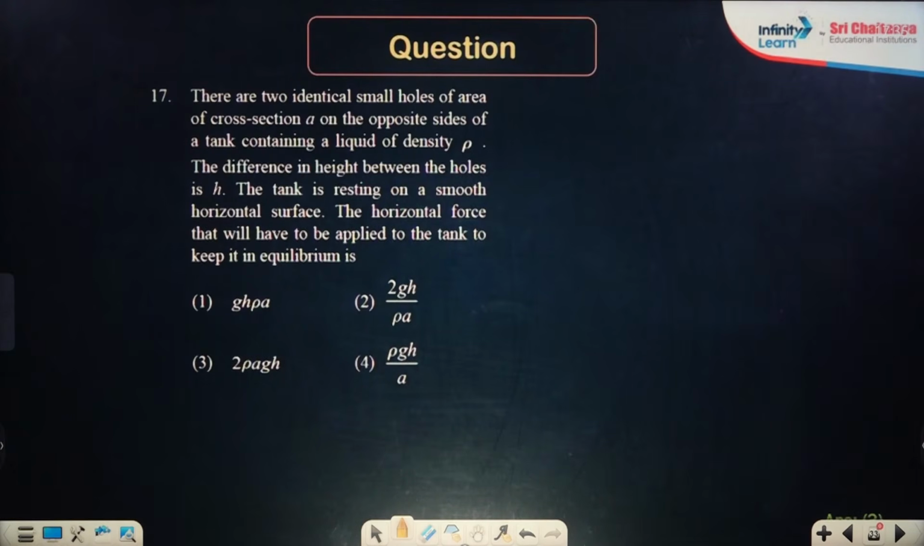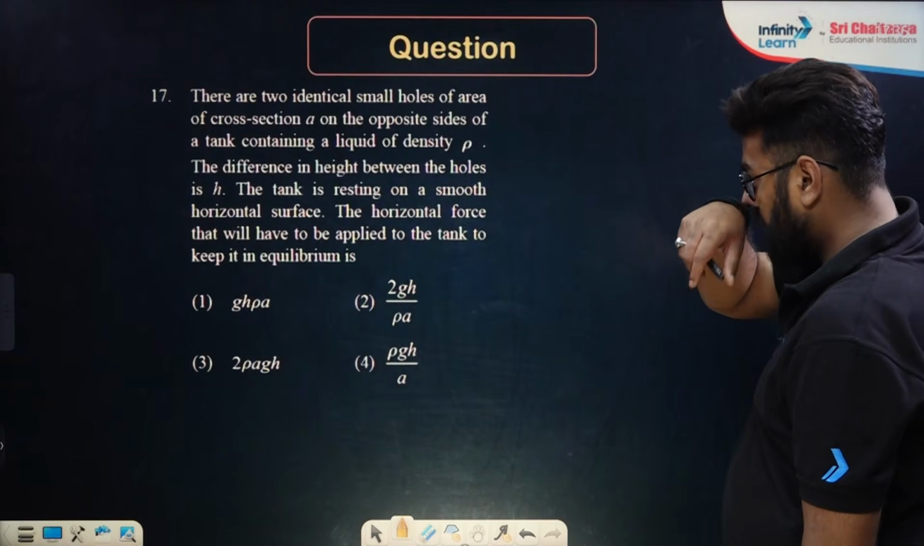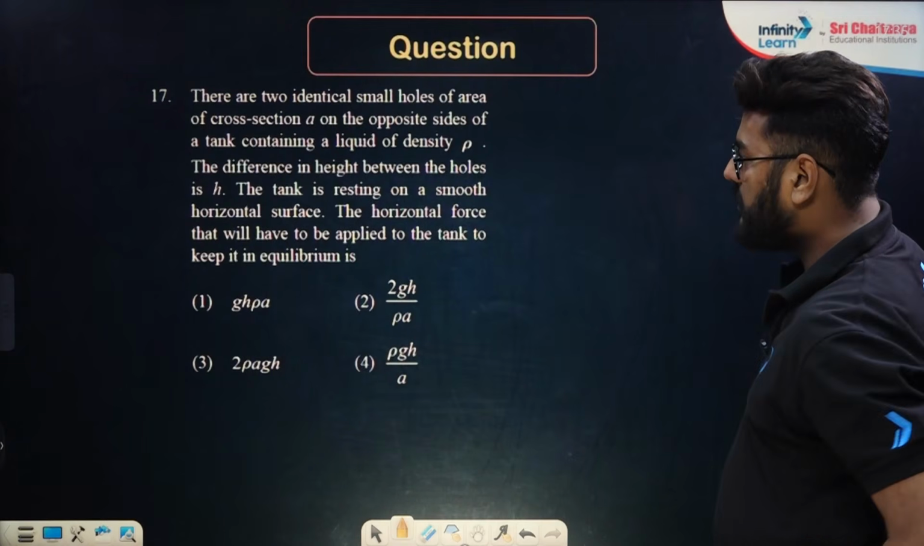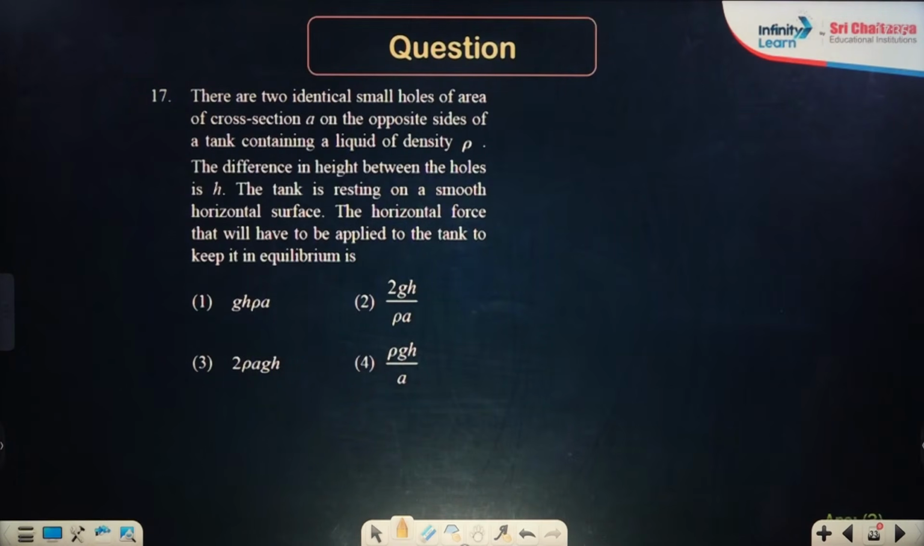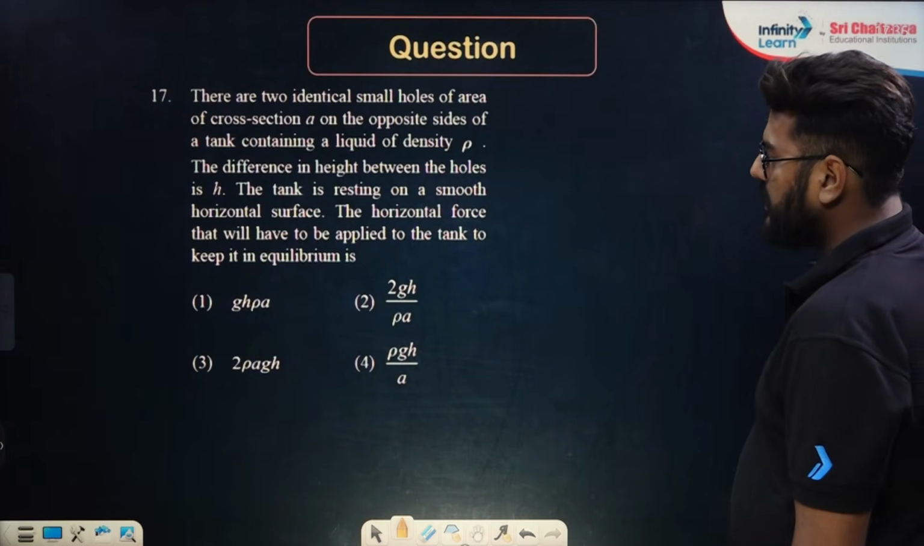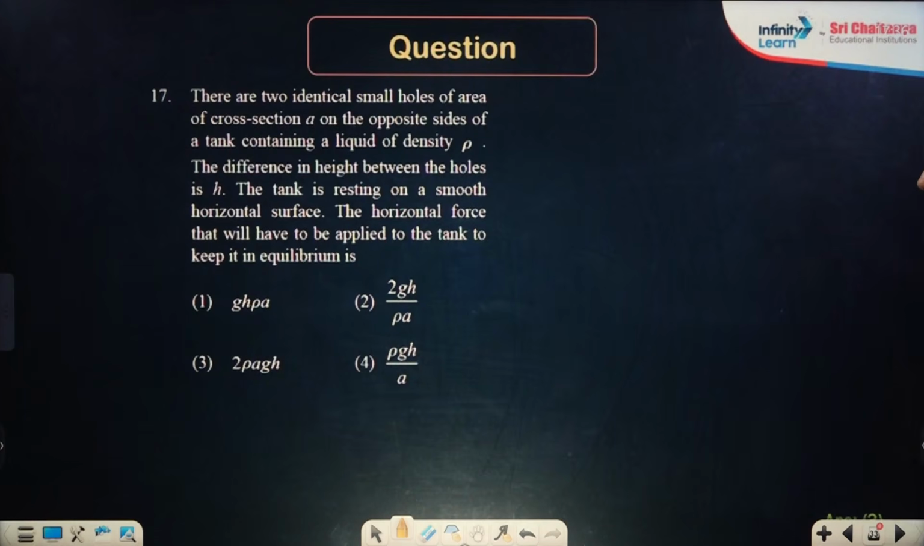There are two identical small holes of area of cross section A on opposite sides of a tank containing liquid of density rho. The difference in height between the holes is small h. The tank is resting on a smooth horizontal surface. The horizontal force that we will have to apply to the tank to keep it in equilibrium is.